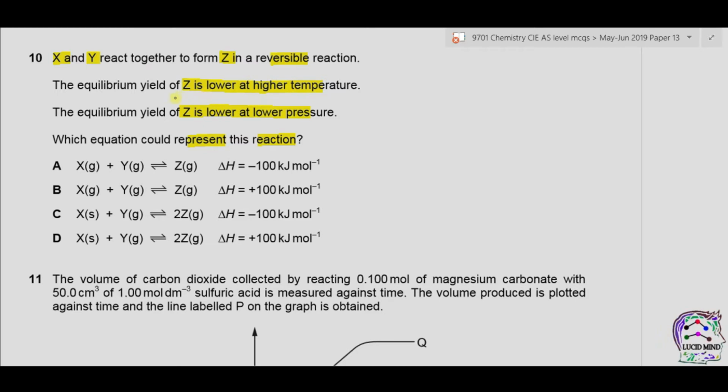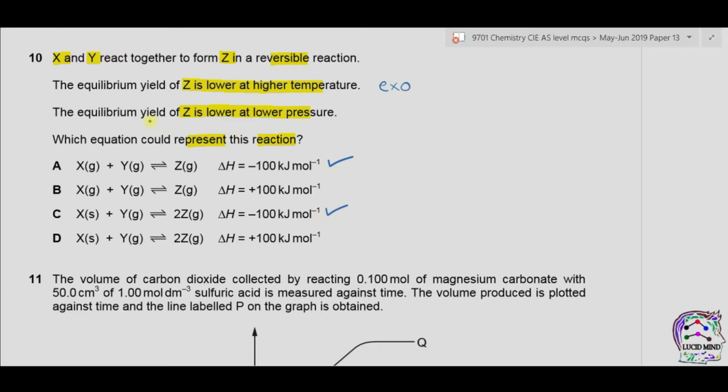Now at higher temperature the concentration or equilibrium yield of Z becomes lower. It means that the reaction is exothermic. This is because for an exothermic reaction, heat is a product, so if you increase the temperature the equilibrium will move in the backward direction, and the product will become less. So it should be either negative 100 or this one, as both are exothermic.